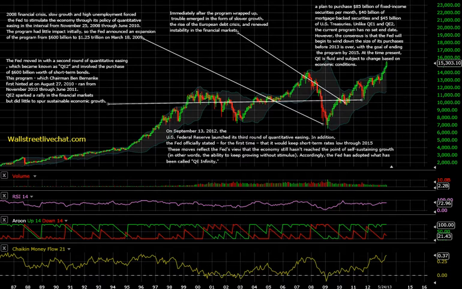Okay, so far we've dumped, here's this rally here. So far we dumped all this money in, and it's still not building the economy that they were hoping for. A plan to purchase $85 billion in fixed income securities per month, $40 billion in mortgage-backed securities, and $45 billion in U.S. Treasuries. So they're spreading their wings. Unlike QE1 and QE2, the current program has no set date, and it's just going to keep continuing.